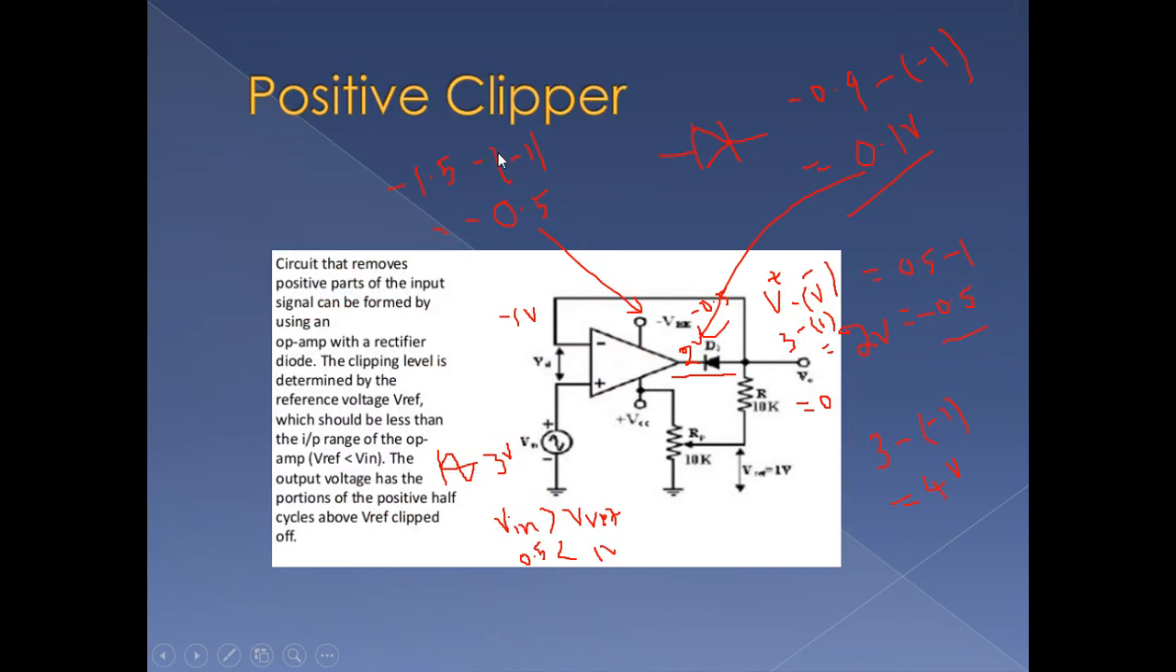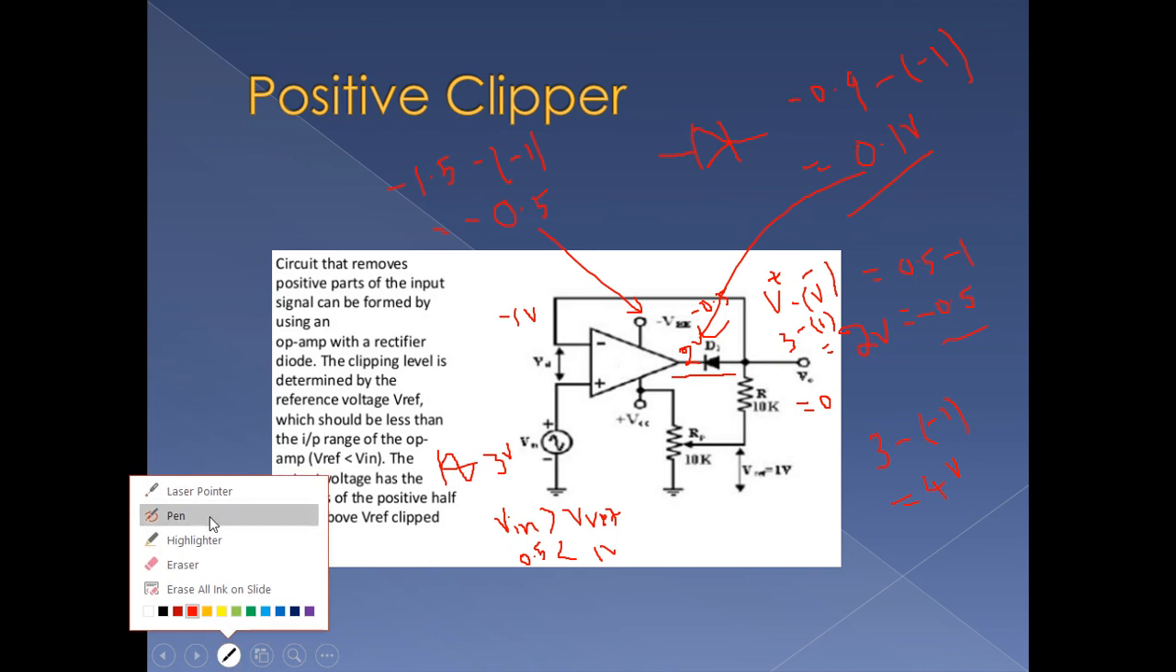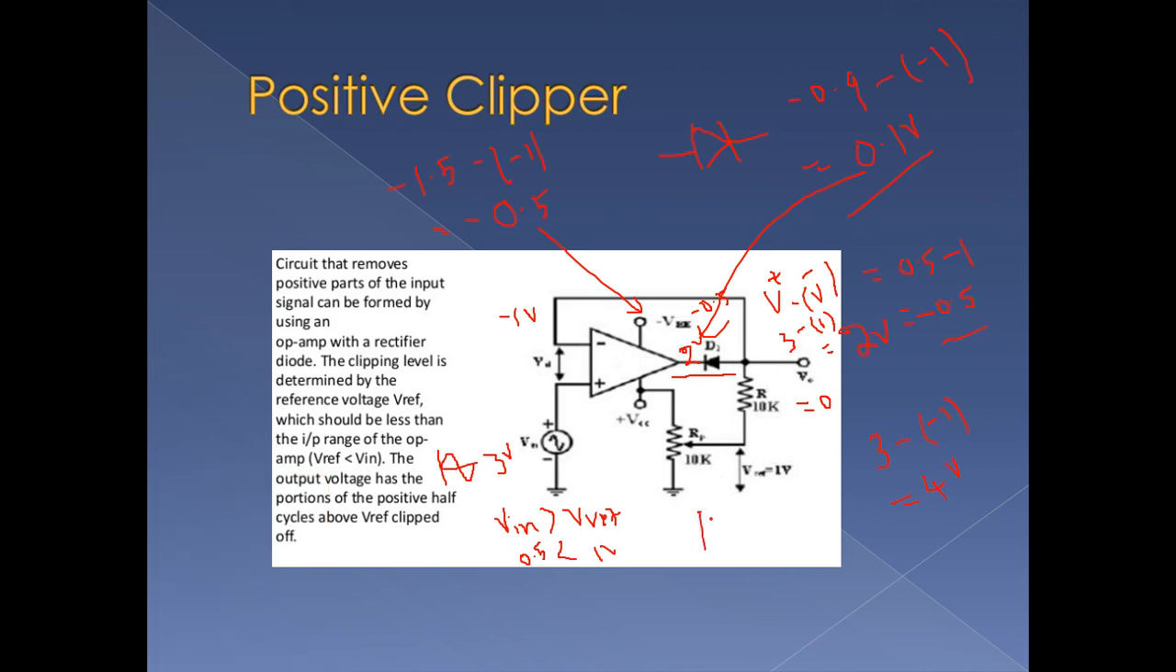In the case of a negative clipper, the same operation applies; the diode will be connected in a flipped position, like this in the output side. Then the same circuit will act as a negative clipper. The negative clipper clips the negative portion of our input signal. So this is the operation of a positive clipper and negative clipper. We will see in the next class about the clamper, positive clamper and negative clamper. Thank you.